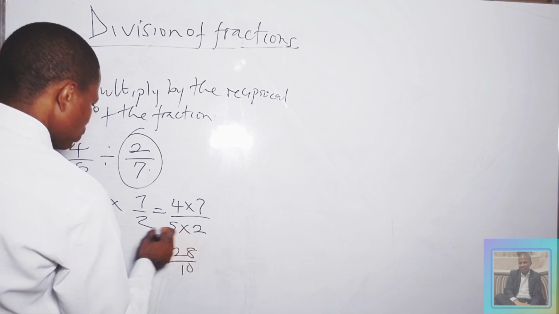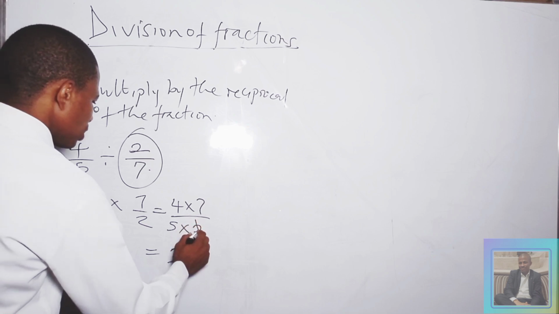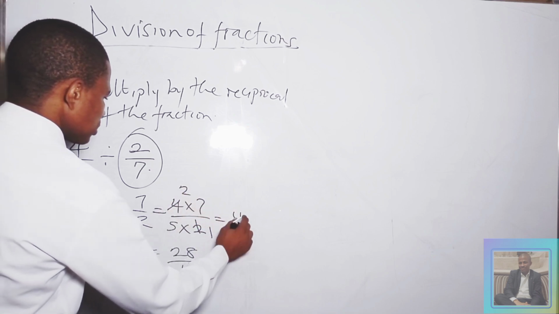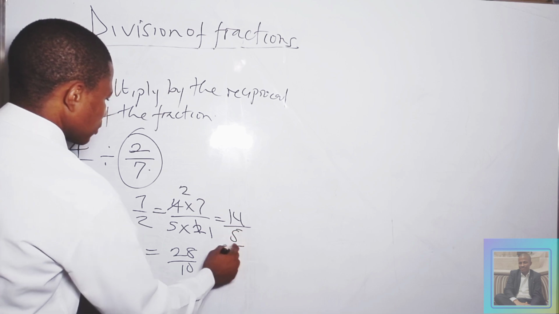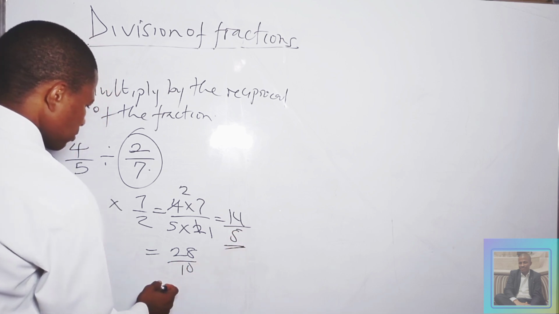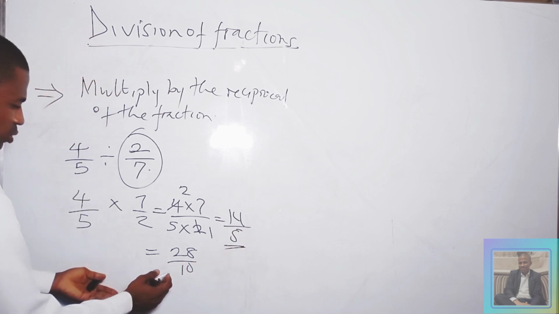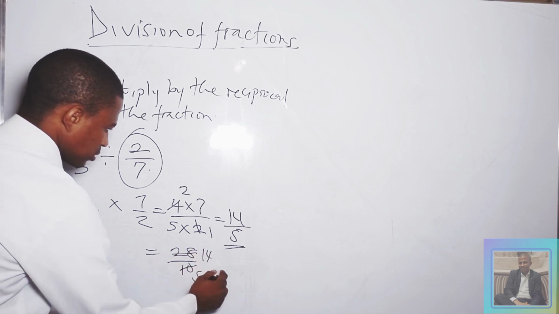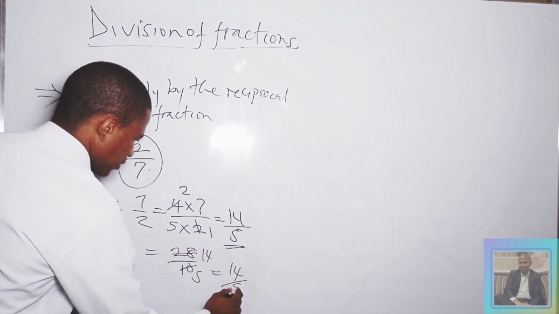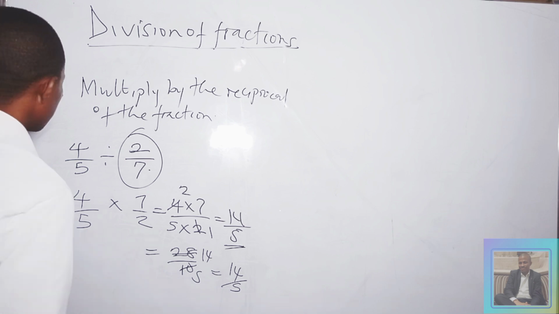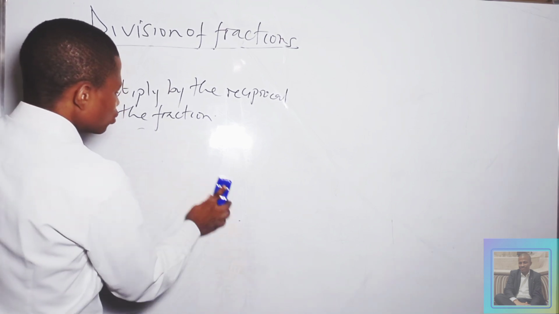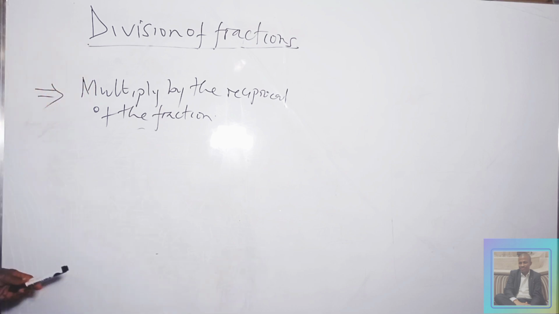We can, or we do it this way. We say 2 here, 1, 2 here, 2. That's 14 over 5. This will give us the same result. 2 here, 5. 2 here, 14. 14 over 5.